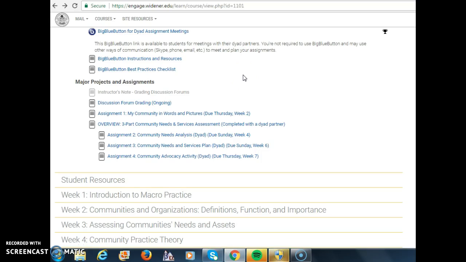Hi everybody, I wanted to take a few minutes to review with you the three-part community needs and services assessment project that you will be working with your partner over the course of the semester. If you go to the main course page under major projects and assignments, you'll see this overview, three-part community needs and services assessment completed with the Dyad partner. And I know we have one group of 3 in this class as well.